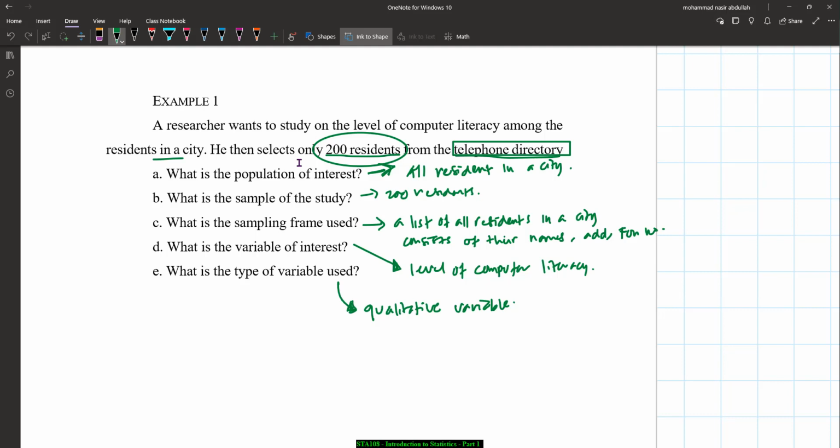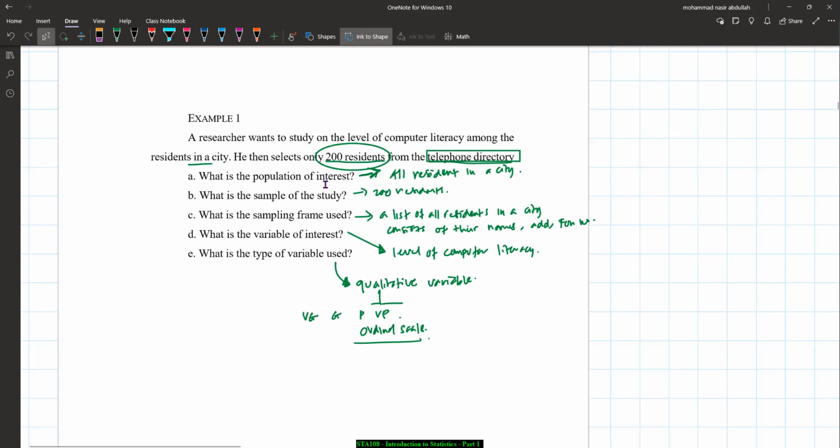So what is the level of measurement? We know this is a qualitative variable. For example, very good, good, poor, very poor. There are 4 categories, so it should be the ordinal scale. It should be in order. Okay, good.